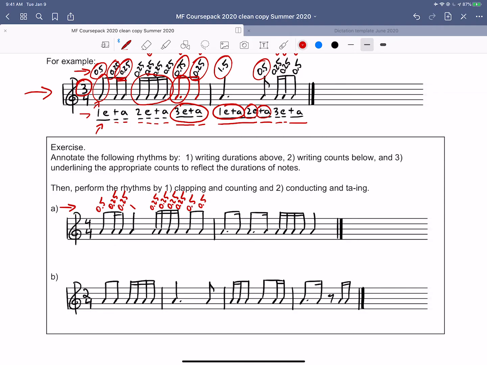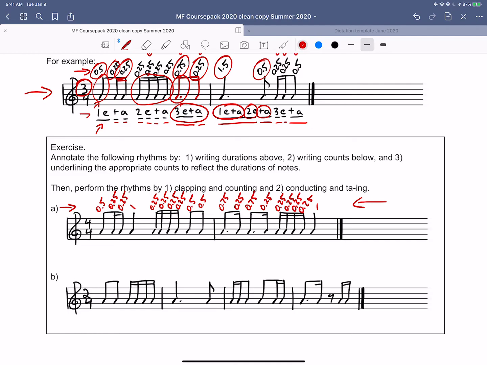Then we've got a dotted eighth note here. So 0.75. A 16th note. Notice how it has two beams. Then the same rhythm again, 0.75, 0.25, and then finally a bunch of 16th notes, followed by, at the very end, a quarter note.